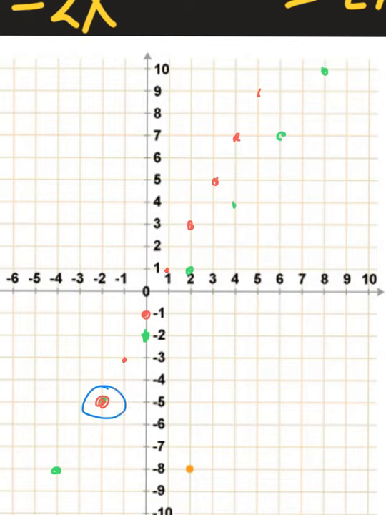Boom. And we can see that our x value here is negative 2, right? Because at negative 2 is where our point is. That's our x for it. And then our y is going to be negative 5. And we can see that because it's right here, and it's our negative 5.